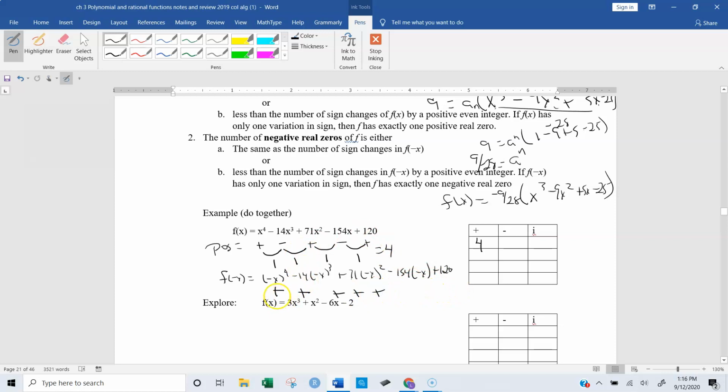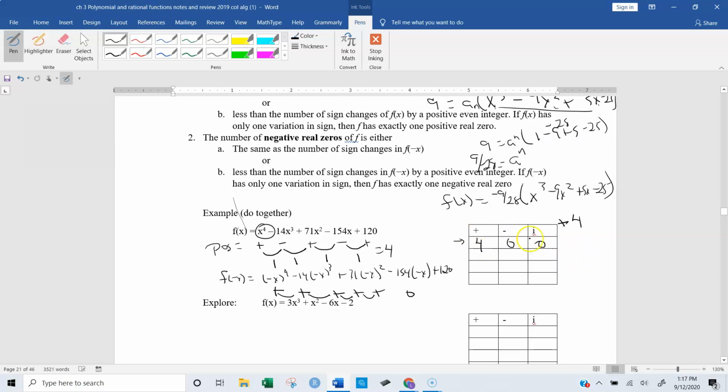Now you count sign changes again. No, not different. No, not different. No, and no. So we have 0 negative solutions. The imaginary is the difference between possible and here. So this row has to add up to your highest exponent. So whatever I need to add to 4 in this row is what I put here. But 4 plus 0 is already 4, so there are no imaginaries.